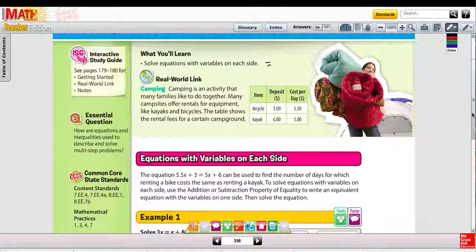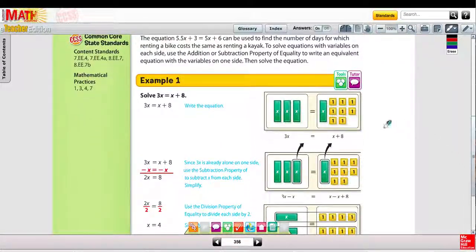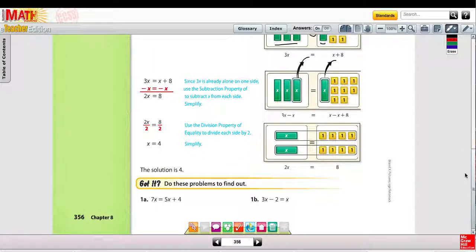When I scroll down here, you have some little models, tiles that you can use to kind of see how that looks. When you have x's on both sides of the equal sign, you want to get them to the same size. So something you could take away from both sides is one of those x's, leaving you 2x equals 8. And then you have a one-step equation. So let's take a look at 1a at the bottom. We have 7x and 5x, and they're on opposite sides of the equal sign. So we can either minus 5x from both sides or minus 7x from both sides.